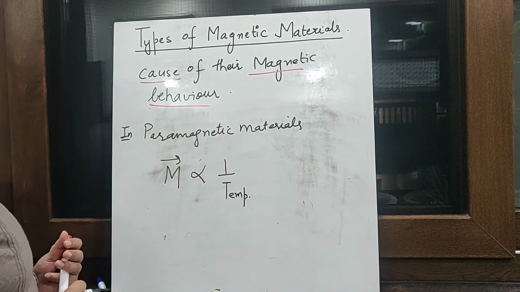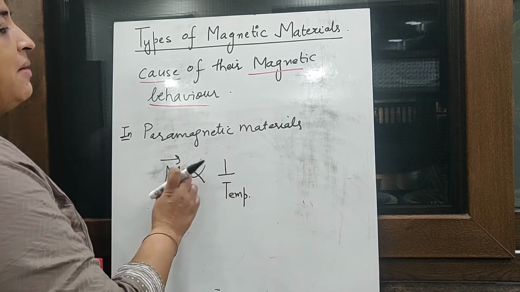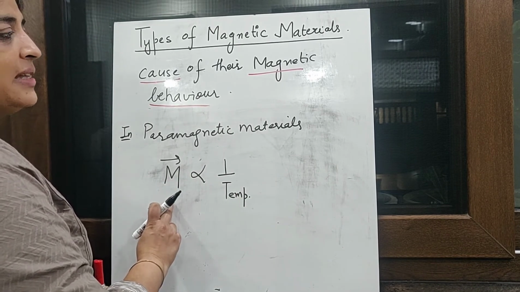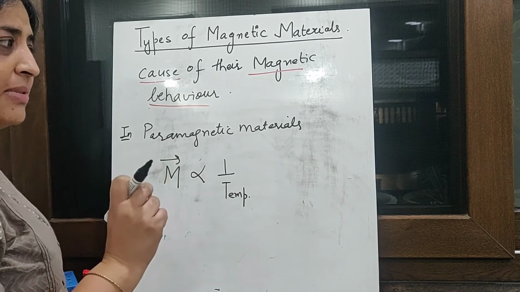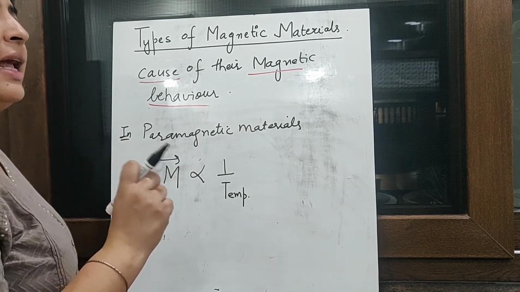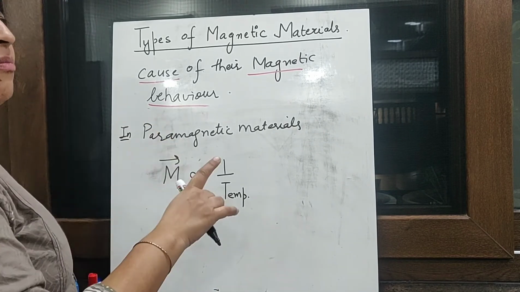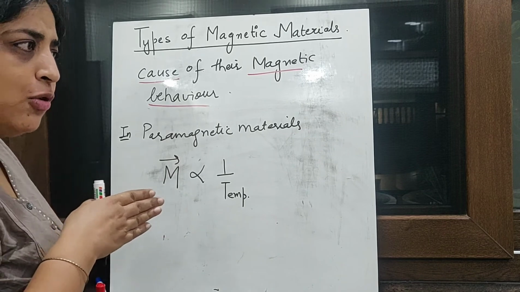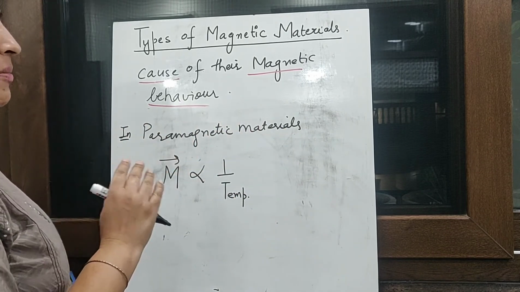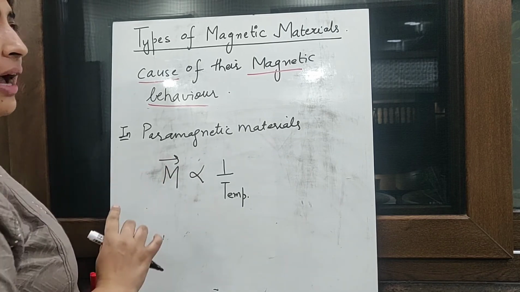Okay, this means that if the temperature is increased, then the magnetic moments will decrease, because there are atoms of the material present in the sample, so they will start vibrating or disorientation will happen, and therefore the magnetic moments which were trying to align themselves in the direction of the magnetic field, most of them will not be able to do so because of the higher temperature.